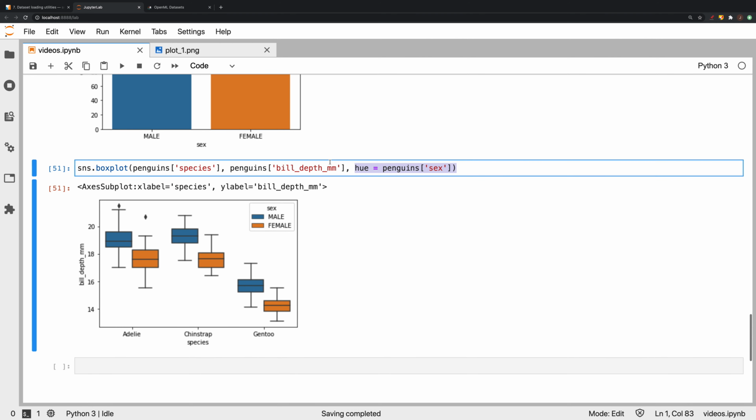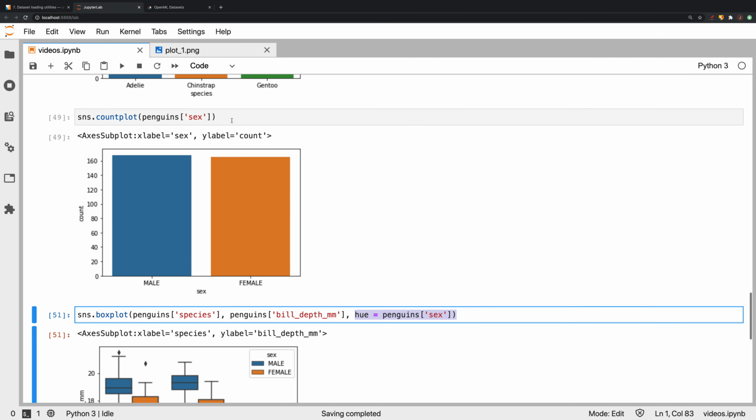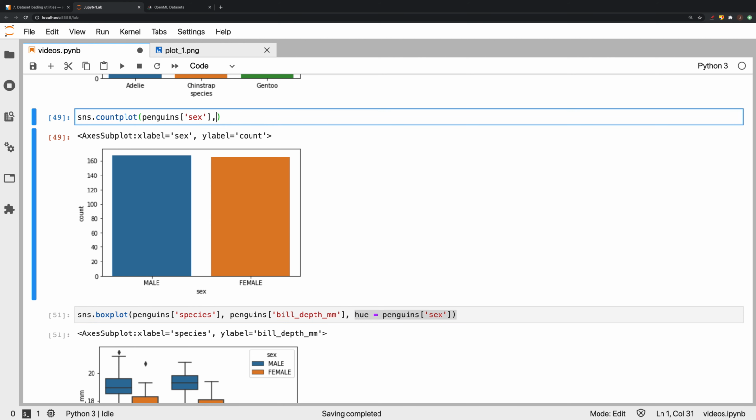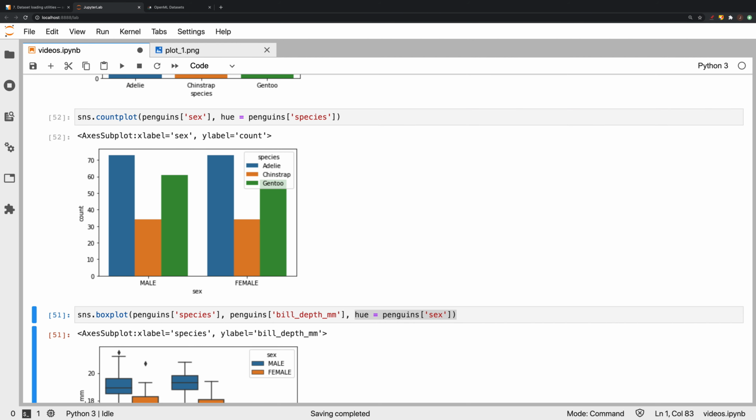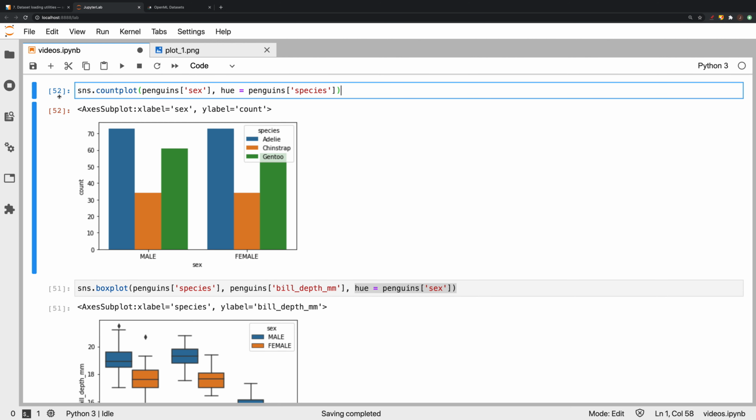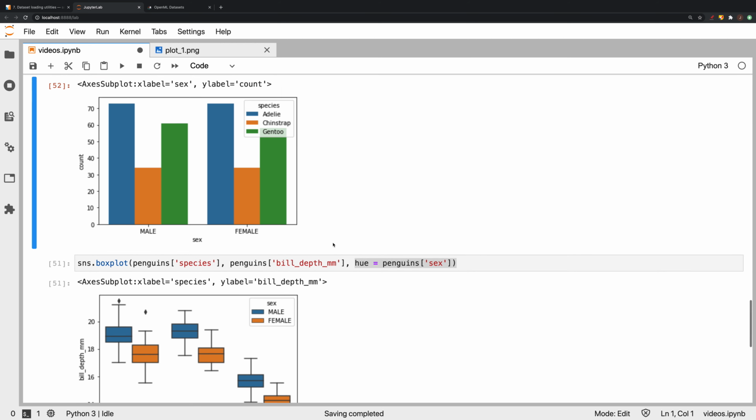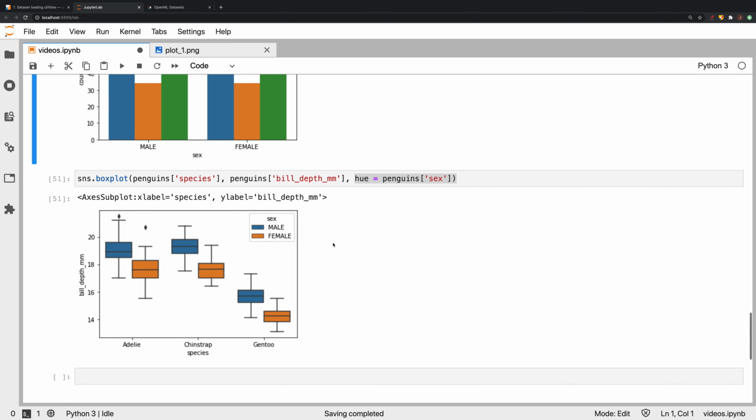All right. So we could have also done that in count plot, I believe. Could say hue is penguins species and get counts for male, Gen2, chinstrap and Adelie, and so on. Okay, but I do think that a lot of times the Seaborn plots are easier to get what you want from them.